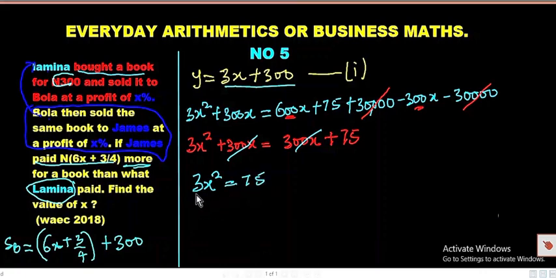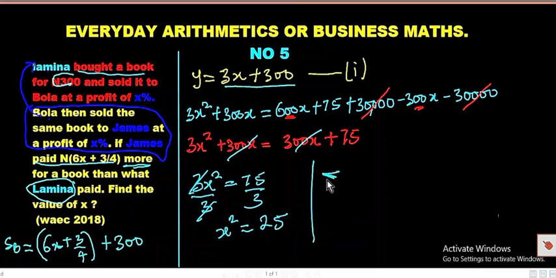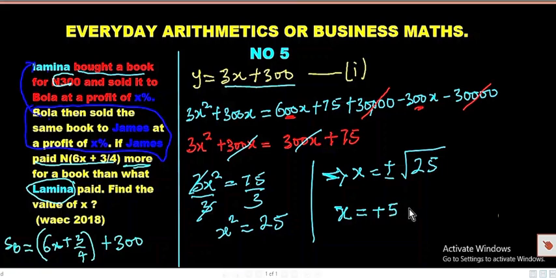All right, so I will divide both sides by 3. So x squared is equal to 25. And then this implies that x is equal to plus or minus the square root of 25. And then x is equal to plus 5 or minus 5. Remember that x is going to be plus 5%, because it can't be minus, because it's a profit. So that is why it's going to be 5.